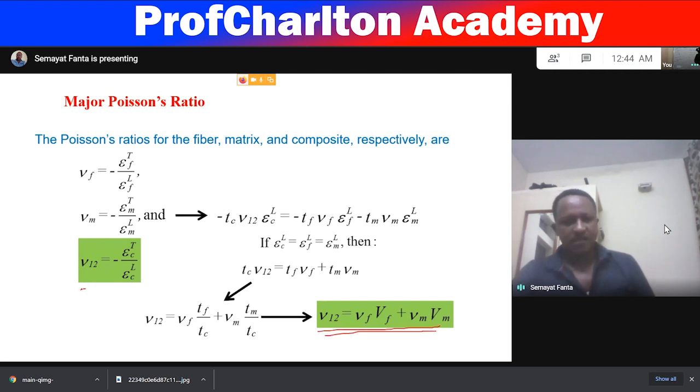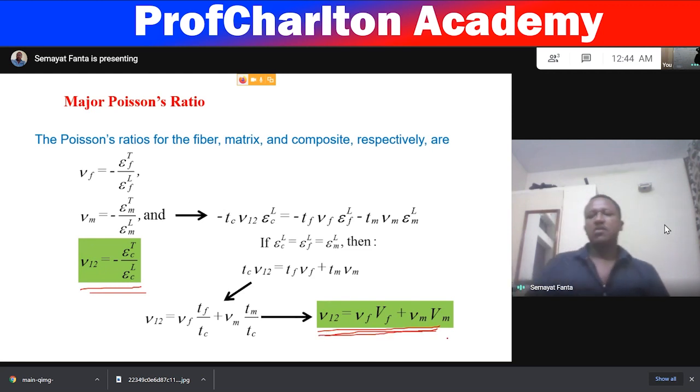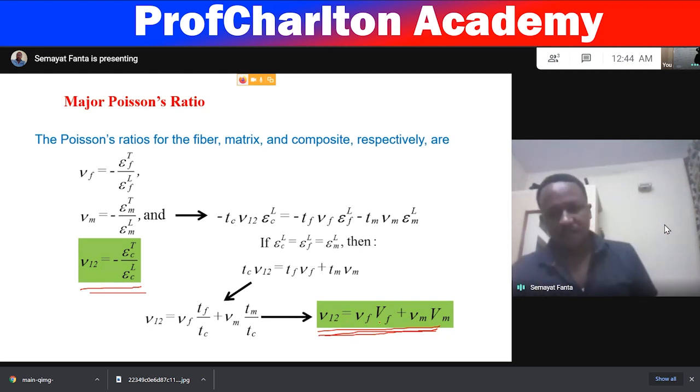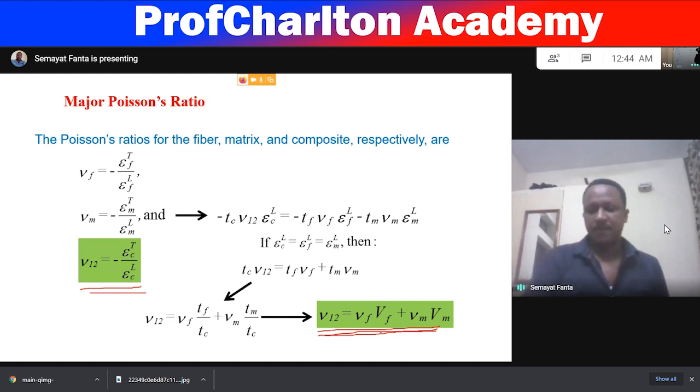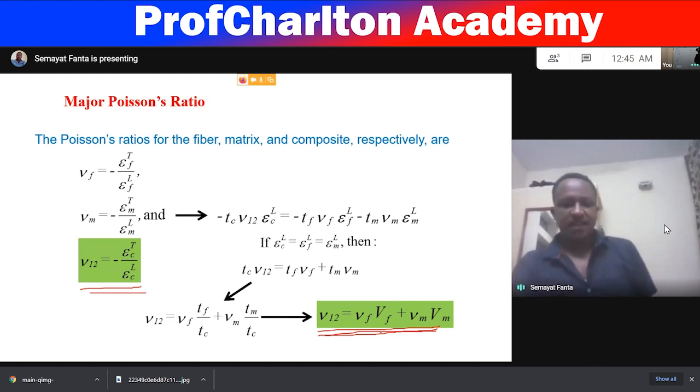This relation, either this one or this one. So basically this is the formula of the Poisson ratio. That is the Poisson ratio of fiber times volume fraction of fiber plus the Poisson ratio of matrix times the volume fraction of matrix. Okay, this is not reciprocal, but it is the direct.